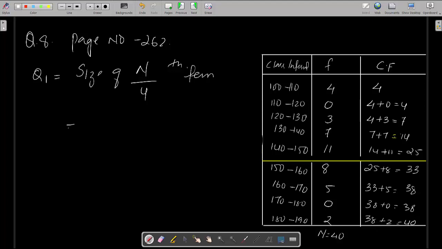So here n is 40 by 4, so it is the 10th item. So here, 10 lies here. Yes, so let's underline this one now. Let me use a different color.